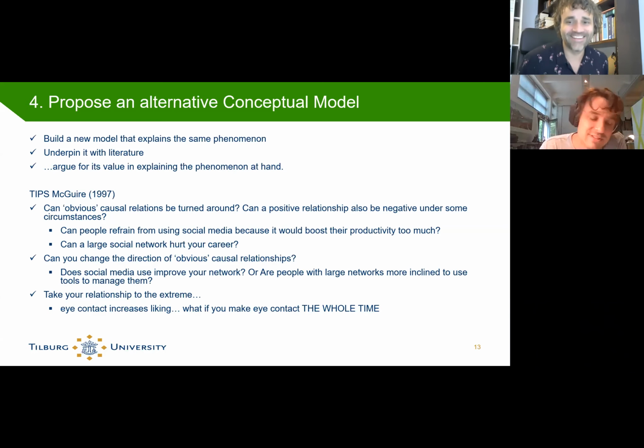But what if you take that to the extreme? What if you make extreme eye contact?